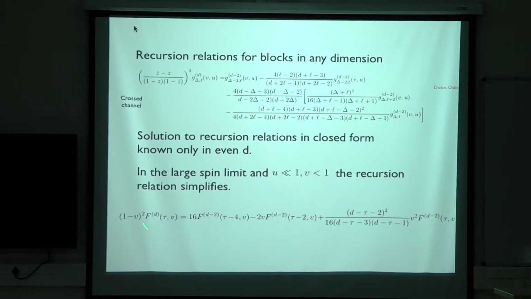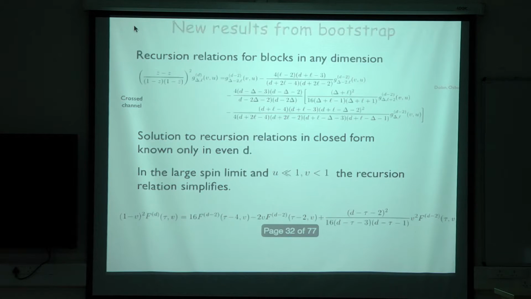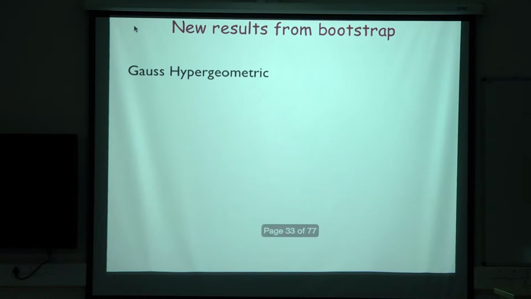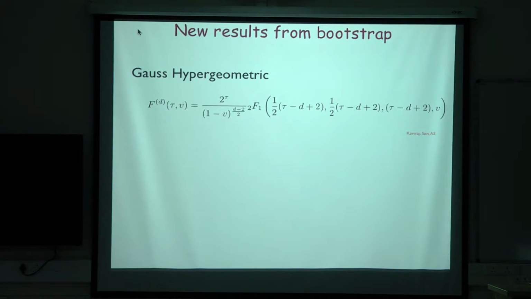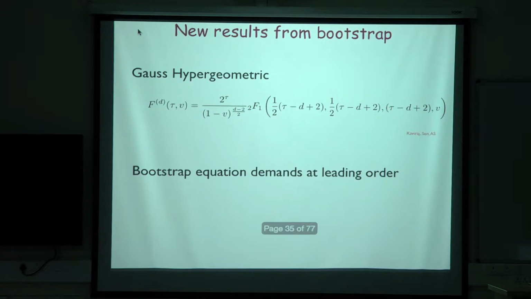But the question is, what solves these recursion relations? This is something that we were able to guess. It turns out that this f_d as a function of v is also given by a Gauss hypergeometric function, which is d-dependent. And we can use this to get some nice analytic expressions in arbitrary dimensions.